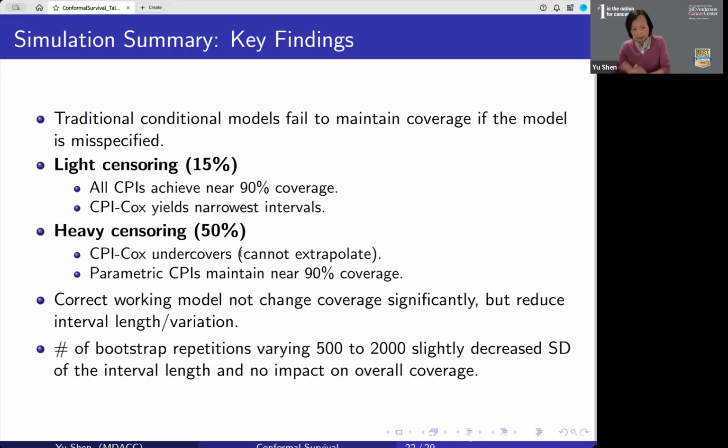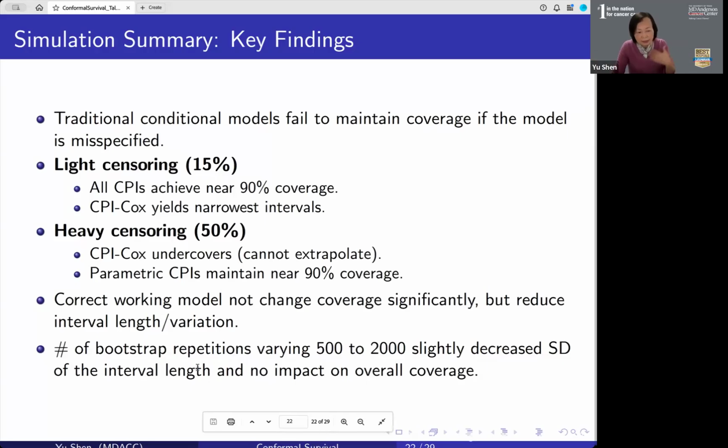It tends to undercover at the tail, because the upper bound estimate is not reliable. Also, a correct working model wouldn't change coverage significantly, but reduces interval length variation. If our working model is just right, we generate the data from a Weibull distribution and fit it with a Cox model or Weibull. Even if you fit a log-normal, the coverage is fine, but they will have a wider predictive interval.